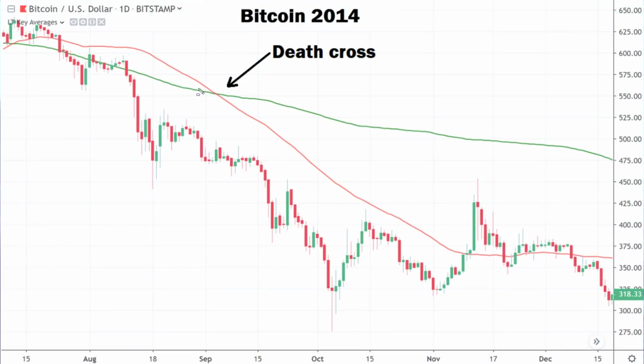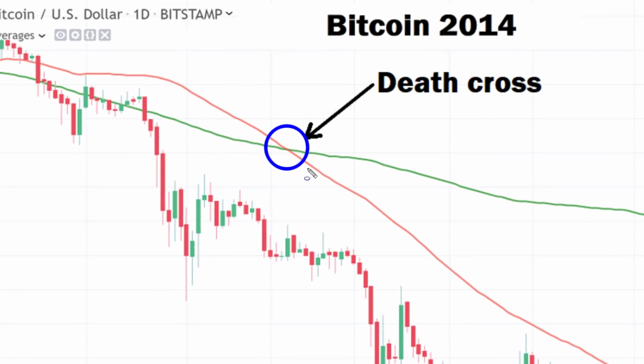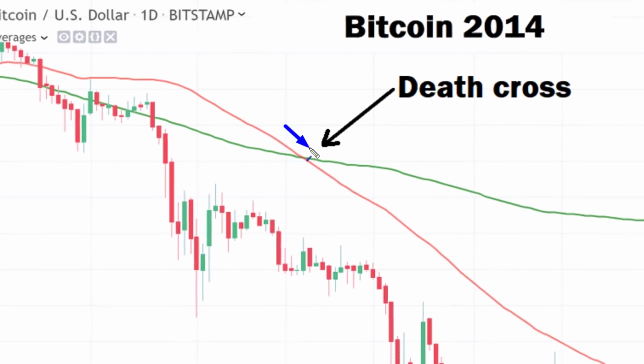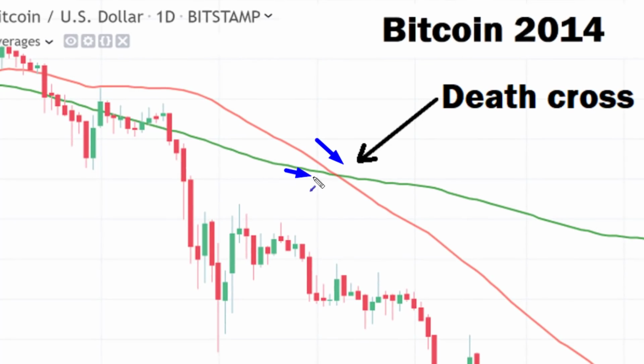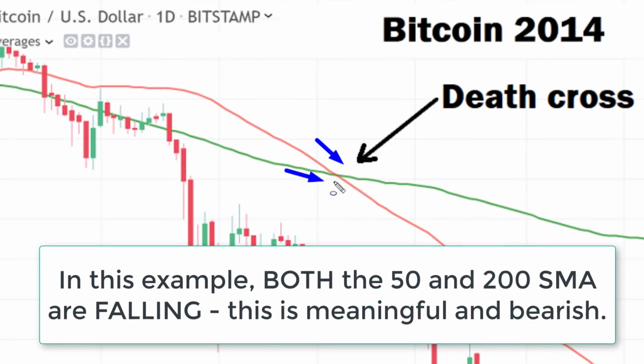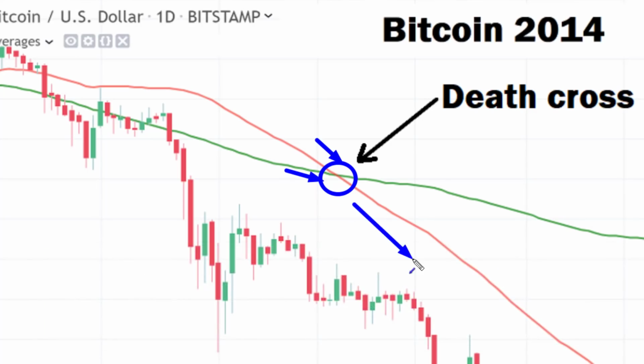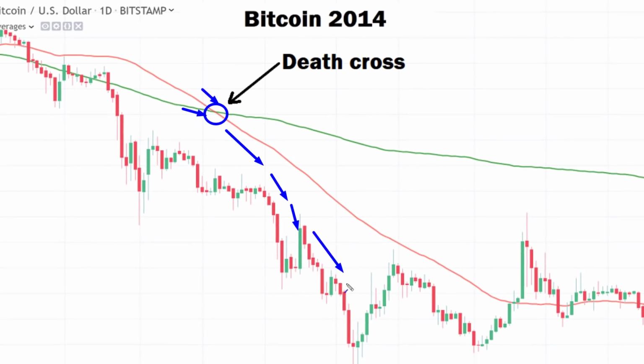So here's one chart I want to show you. This is the one I just showed you a few minutes ago, Bitcoin in 2014. In this example, notice that the red line, the 50, is declining, is falling. Same with the 200. Both are falling, both are declining. So that's a meaningful signal. This is an actual correct death cross, and you can see Bitcoin prices dropped significantly. Let's go to the next example.